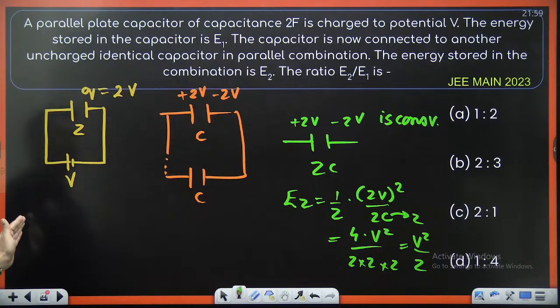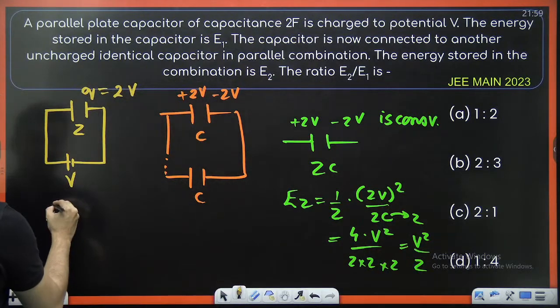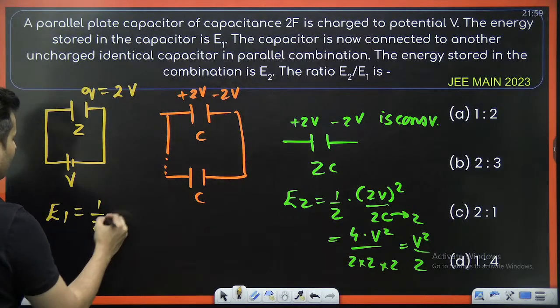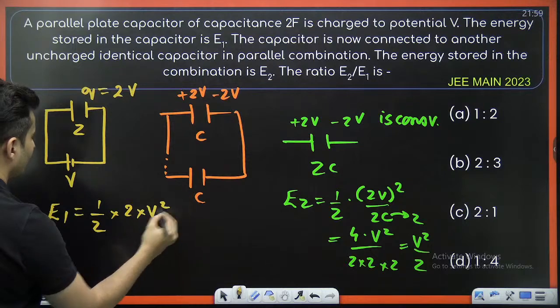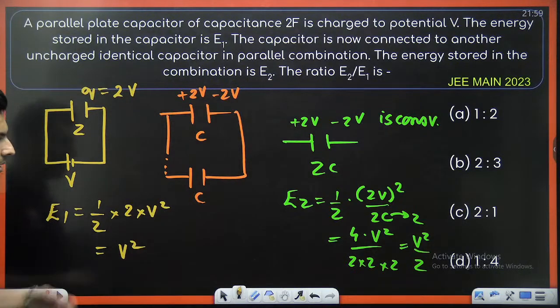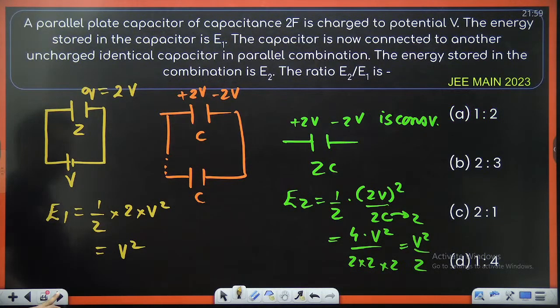So you can find E1 also identically. It is just nothing but half CV square. C is 2, V square is V, so it will be just V square. So V square by 2. So 1:2 ratio will be there. Perfect. 1:2 ratio will be there.